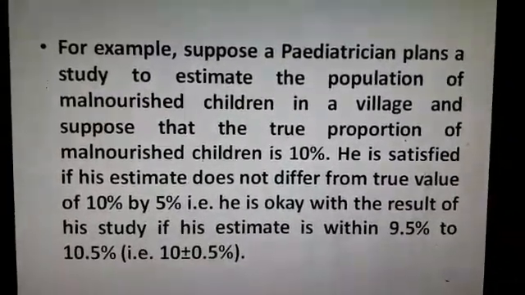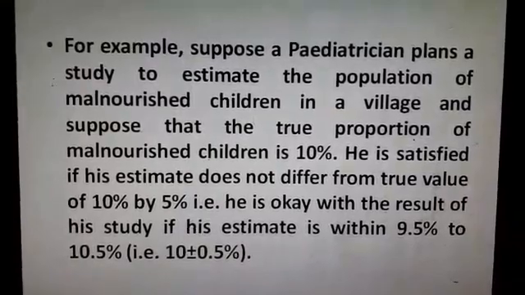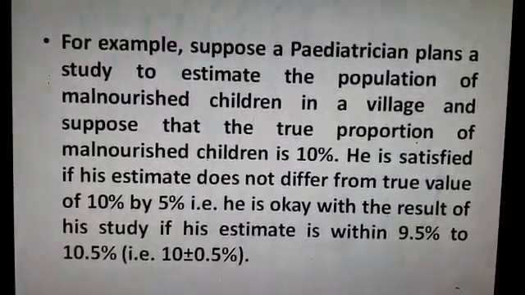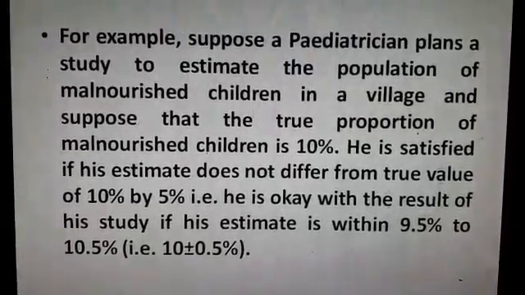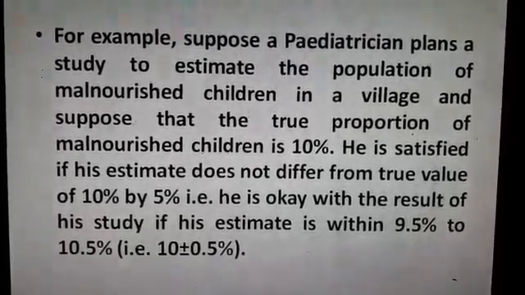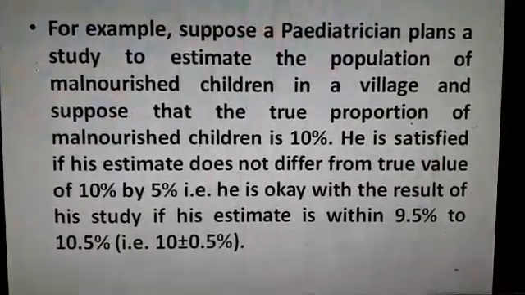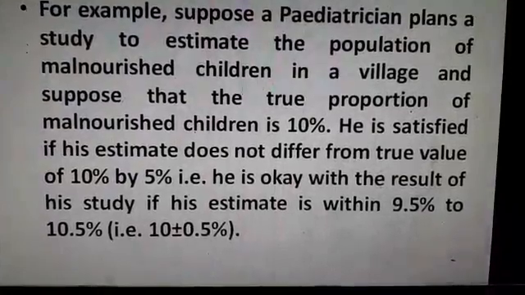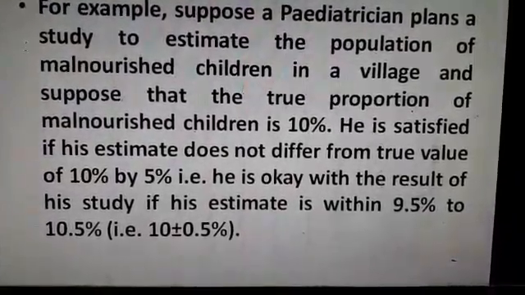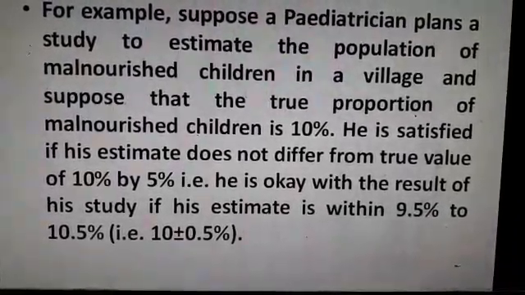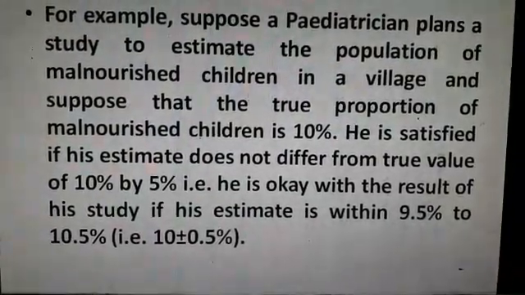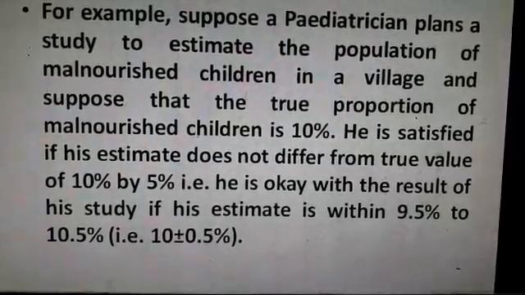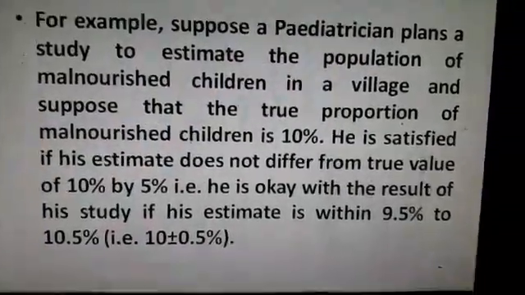For example, a pediatrician plans a study to estimate the proportion of malnourished children in a village, and suppose the true proportion of malnourished children is 10%. He is satisfied if his estimate doesn't differ from the true value of 10% by more than 0.5. That is, he is okay with the result of his study if his estimate is within 10 plus or minus 0.5, that is 9.5 to 10.5%.